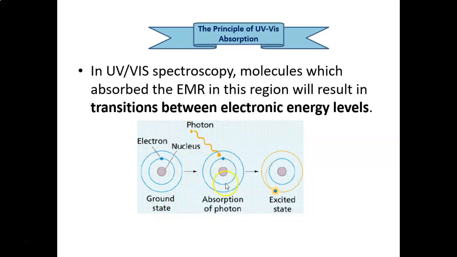So when a photon of light is absorbed, the electron is promoted to the higher energy state orbital, because energy that matches the energy difference between a possible electronic transition within the molecule has occurred. So it will then be excited to the excited state.